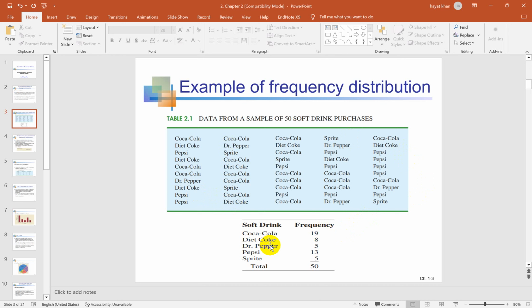For Diet Coke, you can count in this table. It appears 8 times, same as Dr. Pepper's, 5 times, and Pepsi 13 times, Sprite 5 times, and the total is 50. That's how we do frequency distribution for categorical data. To know about categorical data, you can watch my previous video. And how to summarize or do frequency distribution for this data with software, you can watch my next video.